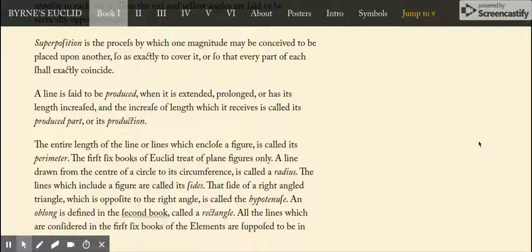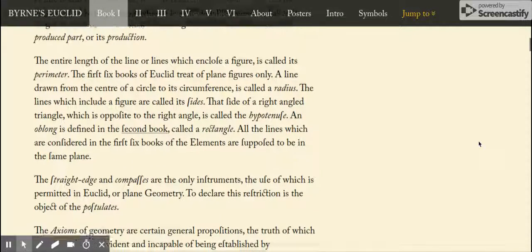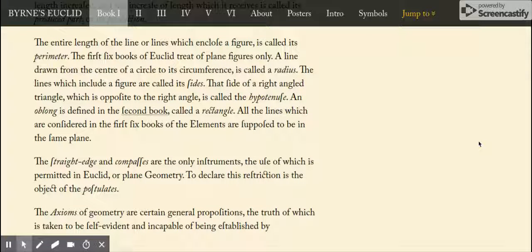A line is said to be produced when it is extended, prolonged, or has its length increased, and the increase of length which it receives is called its produced part, or its production. The entire length of the line or lines which enclose a figure is called its perimeter. The first 6 books of Euclid treat of plane figures only. A line drawn from the center of a circle to its circumference is called a radius. The lines which include a figure are called its sides. That side of a right-angled triangle which is opposite to the right angle is called the hypotenuse.